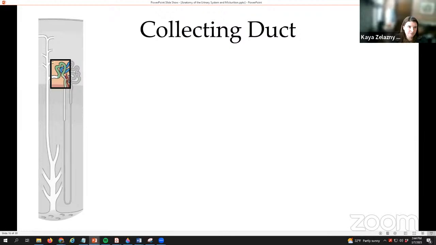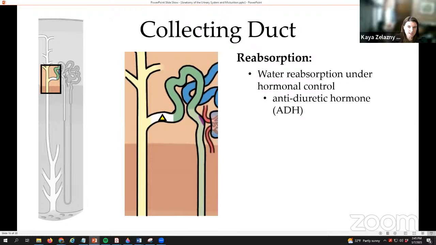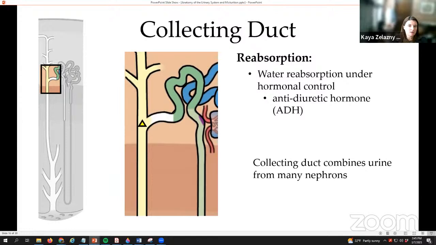So we were here in our distal convoluted tubule. Now we're moving to a collecting duct. Okay. So here we see that collecting duct. We're moving that fluid through. Okay. You have a little bit of reabsorption here under the control of antidiuretic hormone, ADH. And then we're going to have the collecting duct combining what we're going to now call urine from many different nephrons. Okay. So there's not just one nephron, there are a lot of them all together.